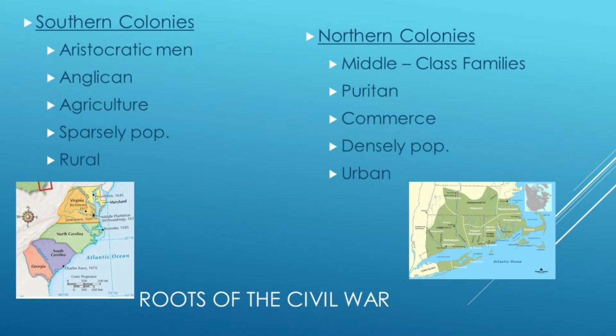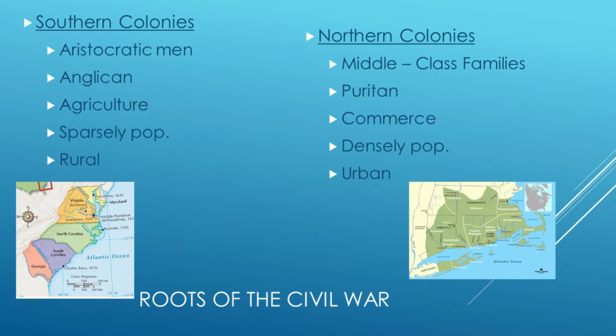So it's going to be densely populated, a lot of towns, close neighbors. It's going to be very urban. So if you can see on the PowerPoint comparing the two sections, right from the beginning, they're entirely different without even talking about slavery. Slavery is not the only difference between the North and the South.